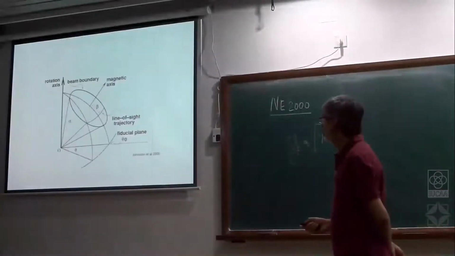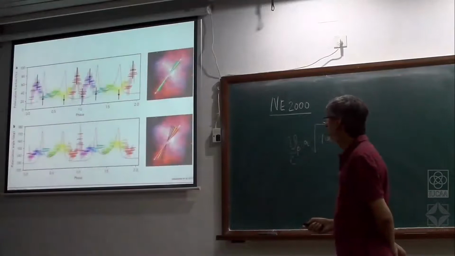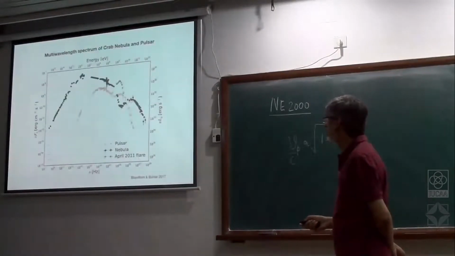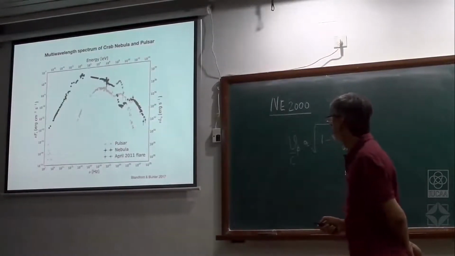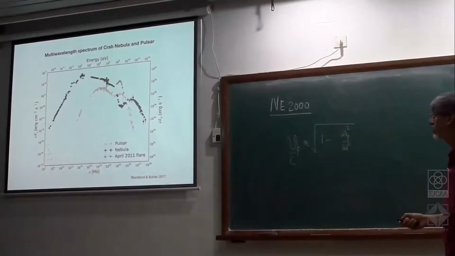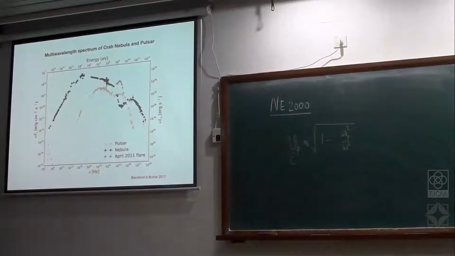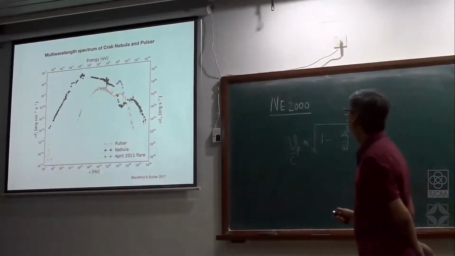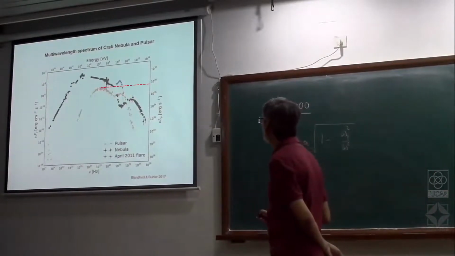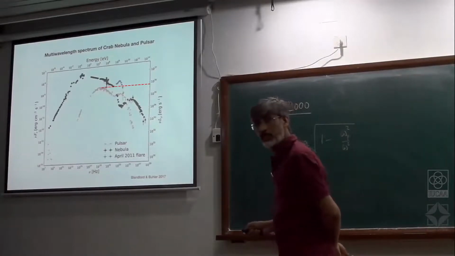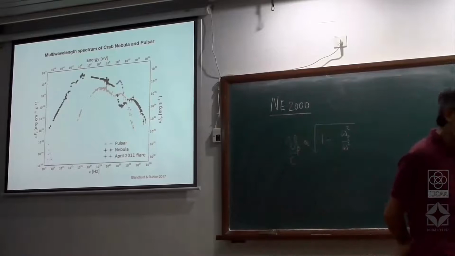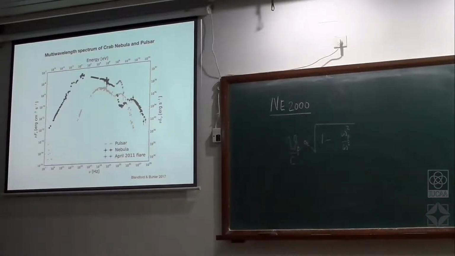Let's go back a little and look at this. Okay, so radiative energy from the crab. This is the pulsed component. As you can see, the maximum it reaches is about 10 to the power of 36 ergs per second. The spin down luminosity is a few times 10 to the 38 ergs per second.